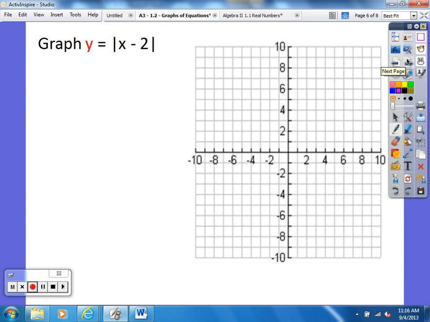Okay, we're going to graph this one. The last problem is hard. This one's easy. I like this one. Hopefully you do too.